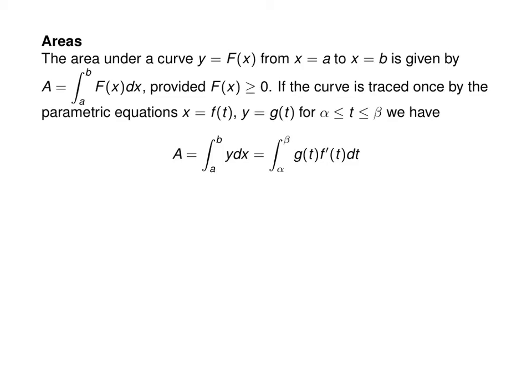Next, let's find areas. So the area under a curve y equals f of x from a to b is given by the integral from a to b f of x dx, provided that your function f of x is bigger than 0. And if the curve is traced once by the parametric equations, x equals f of t, y equals g of t for t's between alpha and beta, then instead of thinking about f of x as y, you can use the g of t equation for y, and dx is the derivative of x, or f prime.